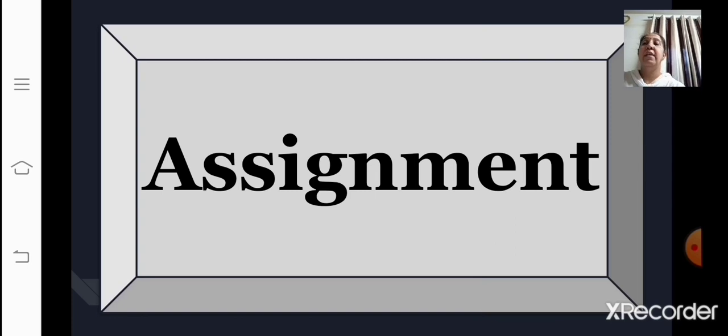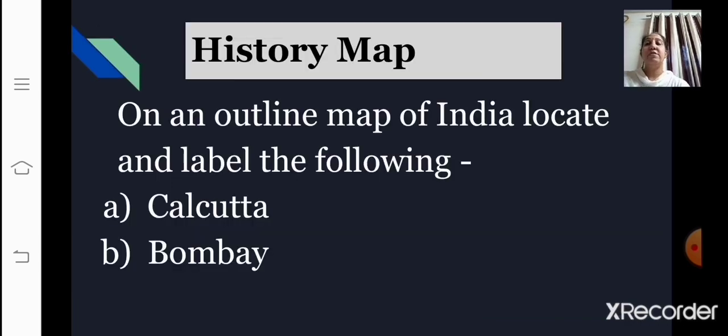Okay. Now coming to the main point, that is assignment questions. Now I am going to show you your assignment questions that you are going to do in the map practice book, as well as the diagram that you are going to draw. Okay. For history map, on an outline map of India, locate and label the following. A is your Calcutta and B is your Bombay. So whenever you locate Calcutta and Bombay, there you will write A and B.